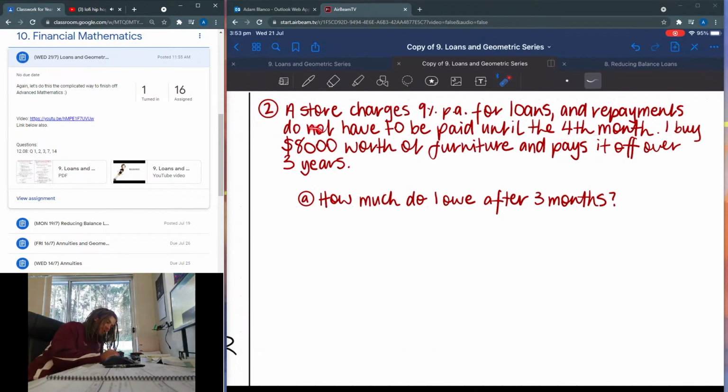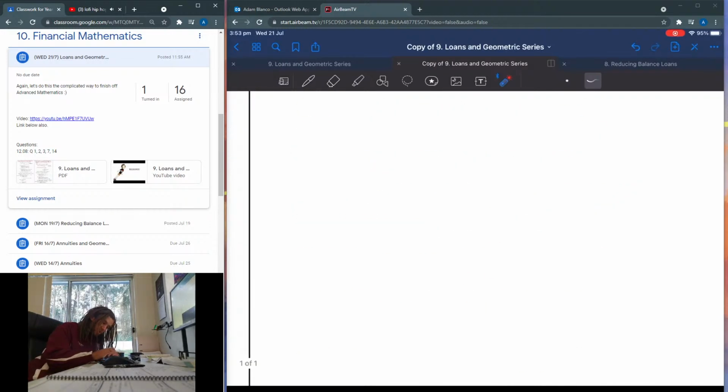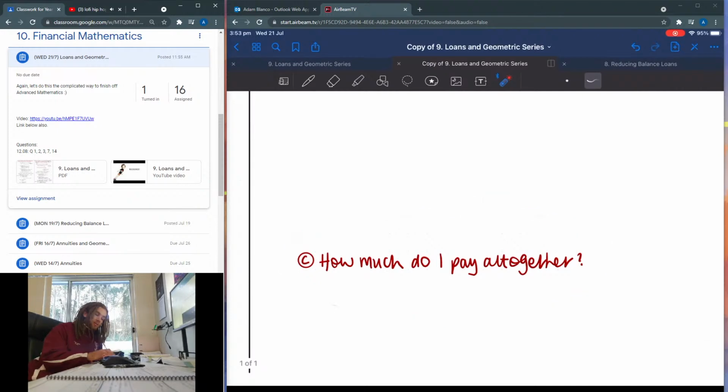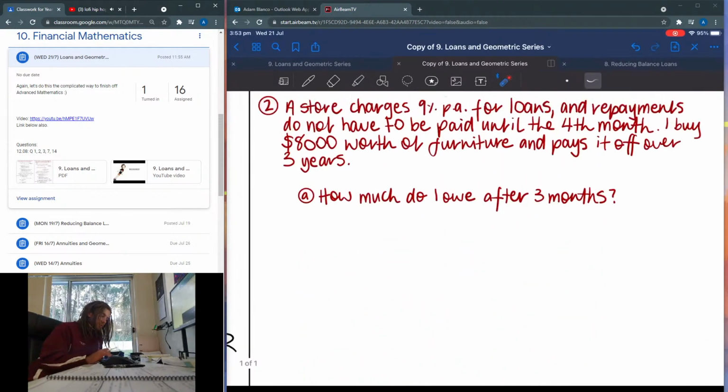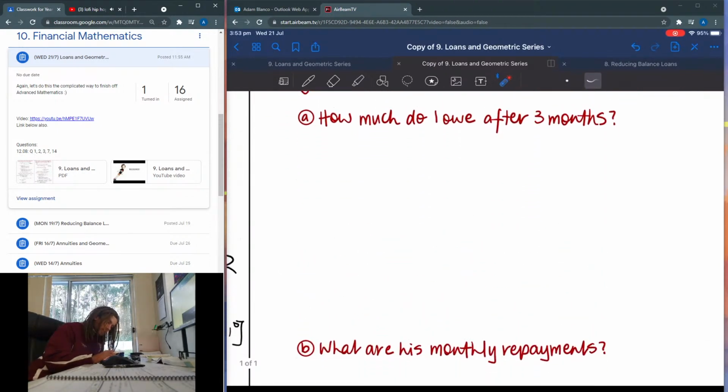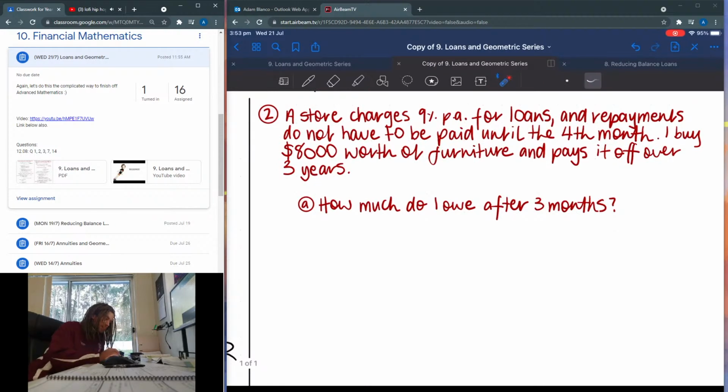Now let's suppose I buy 8 grand worth of furniture, and then I've got 3 years to pay it off. How much am I going to owe after 3 months? Then it's going to ask, what are my monthly repayments? And then how much do I pay altogether? So that's where we're going with this. All right, how much do I owe after 3 months?